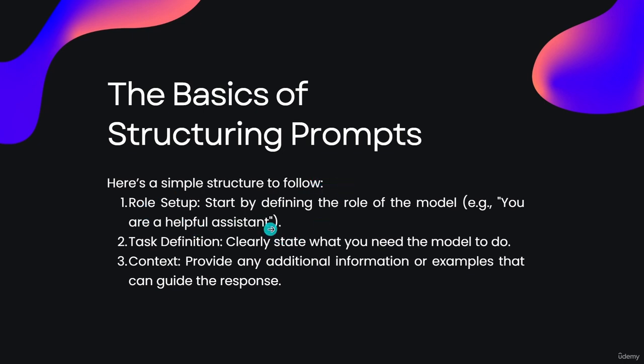The structure contains mainly three parts: number one, role setup; number two, task definition; number three, context. As we earlier saw some prompt patterns like role playing, system instruction, and some bad and good prompts, on top of that we are using this structure to write some advanced prompts. First, the structure is role setup.